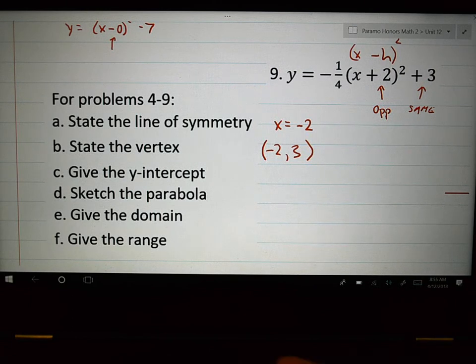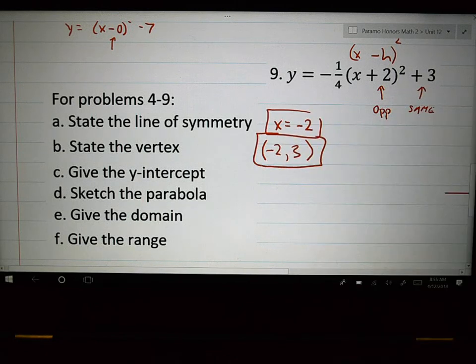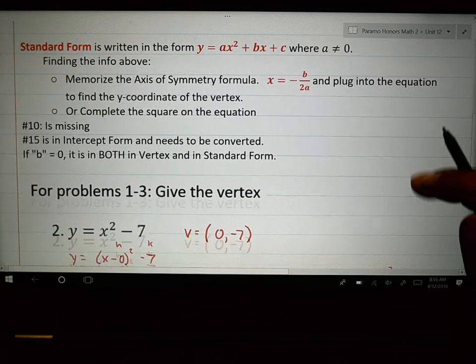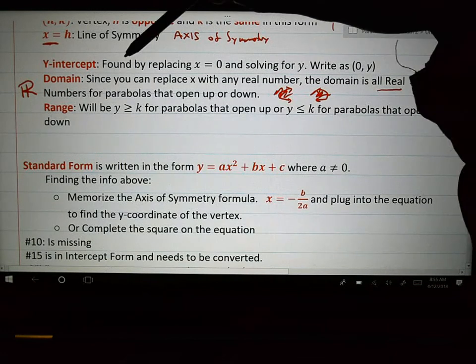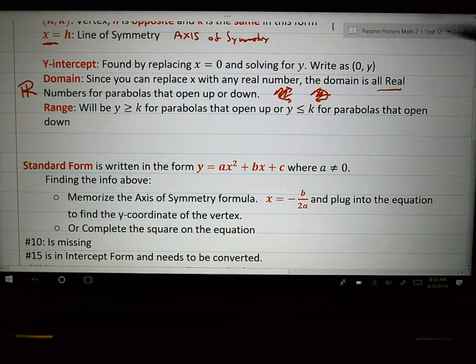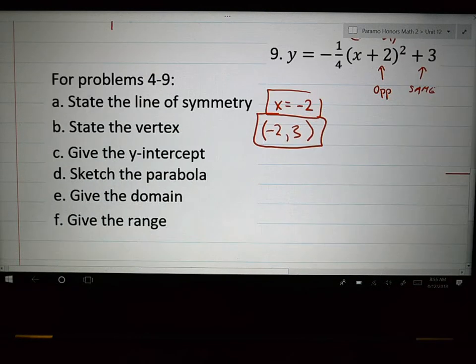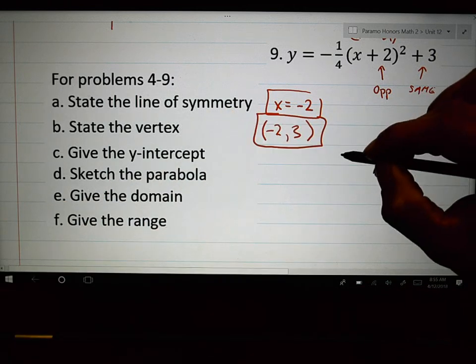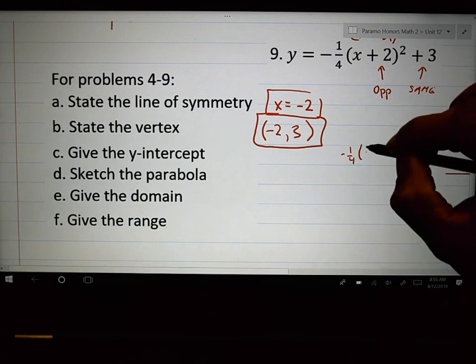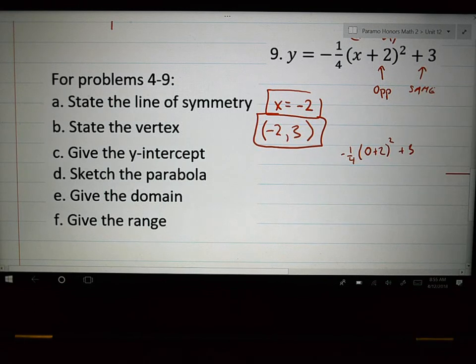Okay, so we have part A. We have part B. Give the y-intercept. In our notes, we say to find the y-intercept, we replace x equals 0 and solve for y. And we're going to write it as 0 comma y. So I plug in 0 into this problem. Off to the side, I might do -1/4 times 0 plus 2 squared plus 3. Just going to work it out.